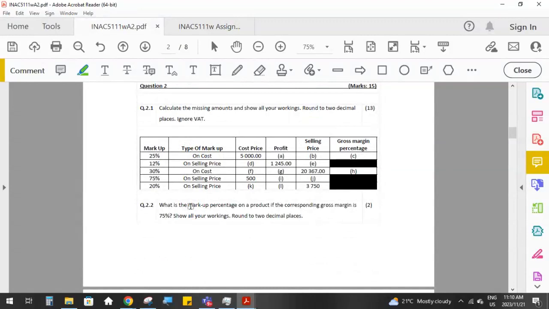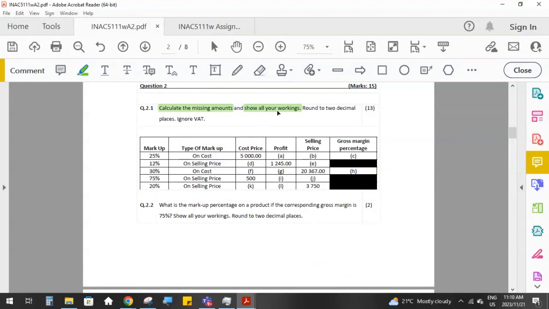Then in our question 2.1, everybody's favorite questions, and this is calculate the missing amounts and show all your workings. Guys, I'm always telling you, make sure you follow all instructions. Please, for the exams, follow instructions.